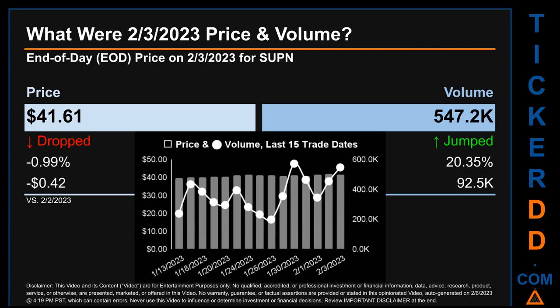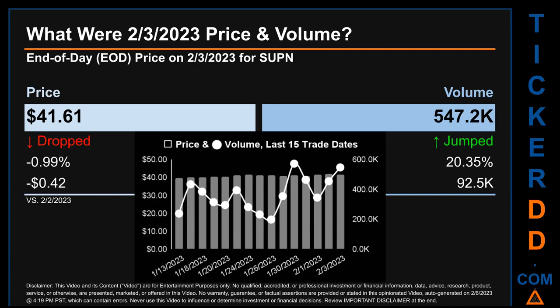What was end-of-day price and volume for SUPN? On Friday, February 3, 2023, SUPN had an end-of-day price of $41.61 and volume of about 547.2 thousand. Compared to the previous trading day, the price dropped 0.99%, losing 42 cents, while volume jumped 20.35%, increasing about 92.5 thousand.